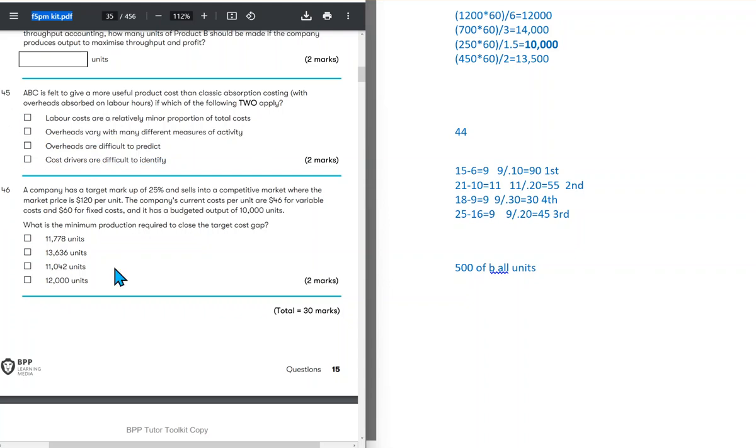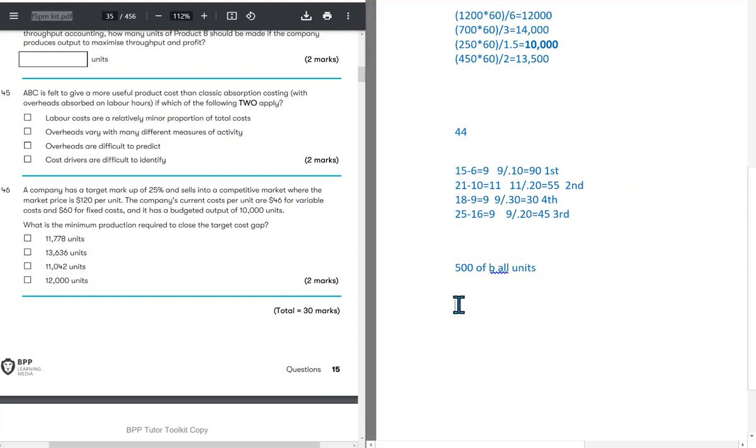What is the minimum production required to close the target cost gap? A company has a target markup of 25% and sells into a competitive market where the price is 120 per unit. The company's current costs per unit are 46 for variable costs and 60 for fixed costs, and it has a budgeted output of 10,000 units. So what is the minimum production required to close the target cost gap?